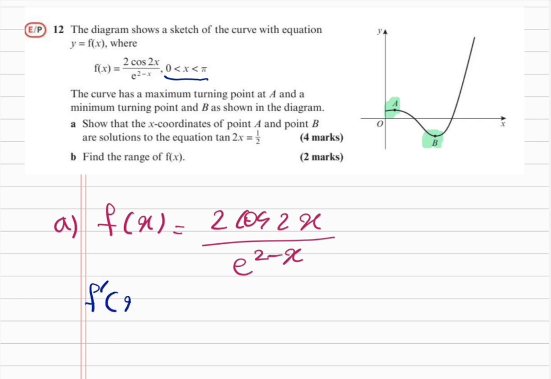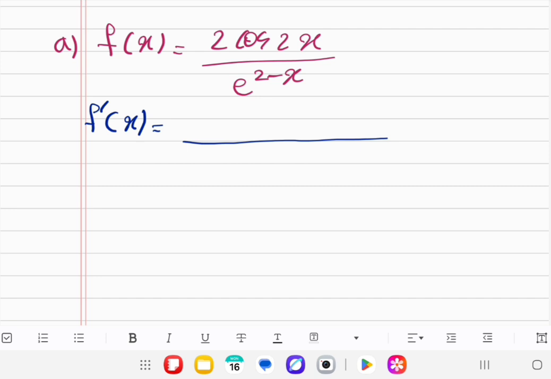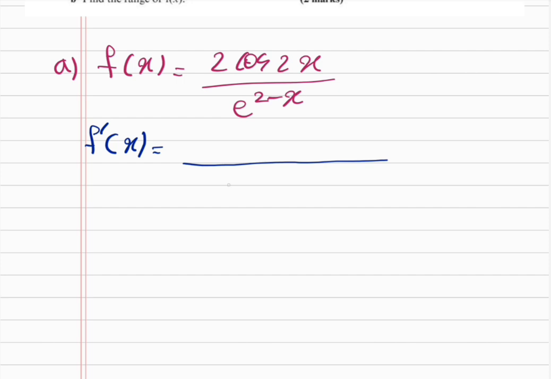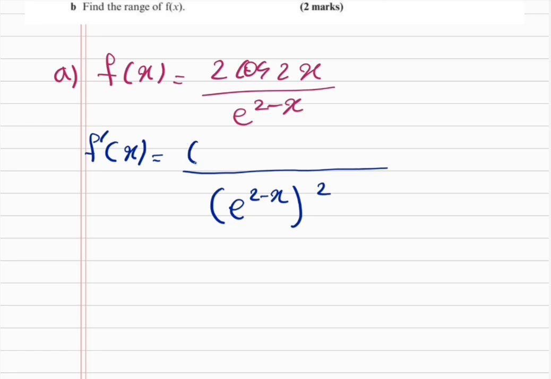So we need to first find the derivative of this, which is the quotient rule. So the denominator is going to be squared because this is a quotient rule. So as usual, we square the denominator function, and then we write down the denominator function on the numerator and multiply that by the derivative of the numerator function. So the numerator function is 2 cos 2x.